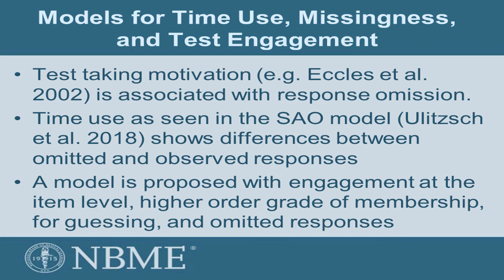But we try to expand the previous model, saying we would like to have a measure of this engagement, and how can we get this? So we know the timing is very different between observed and unobserved responses, between guessing and trying. So we ended up with a pretty complex model that took only 2 months to develop, but then to estimate it was quite difficult. We integrated all kinds of fancy additional stuff, such as a higher order grade of membership model for guessing and omitted responses to measure test engagement.